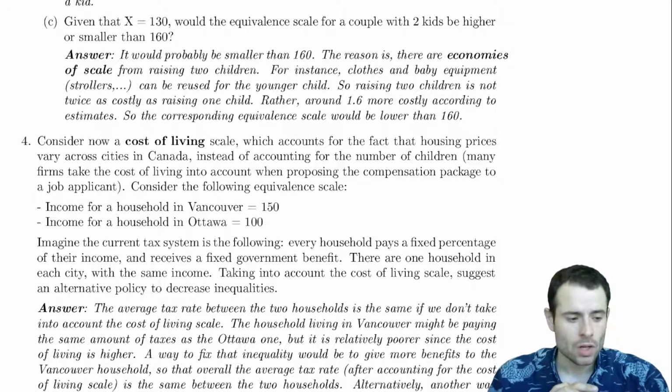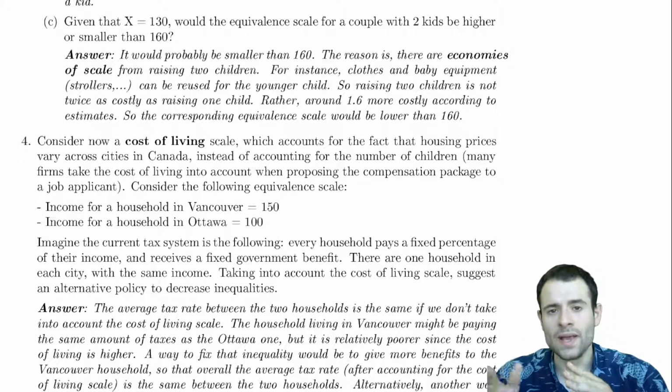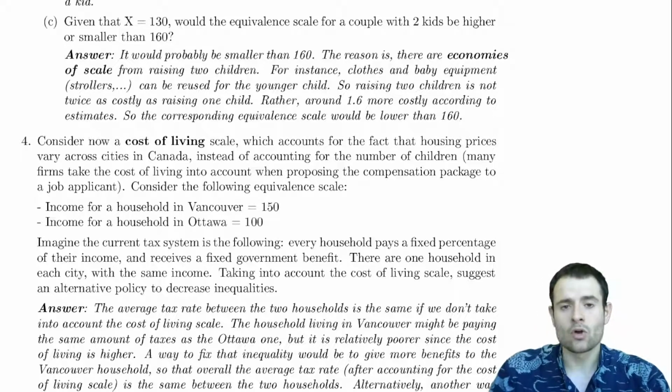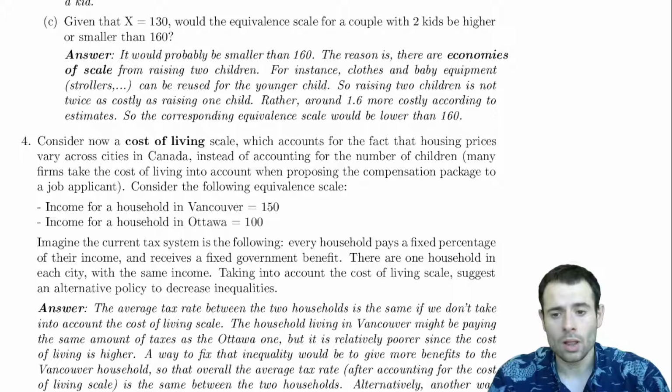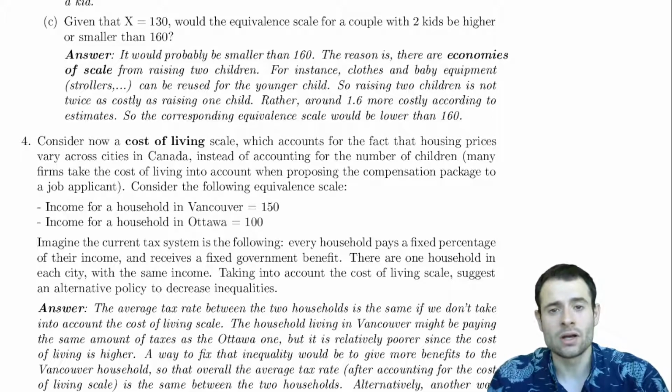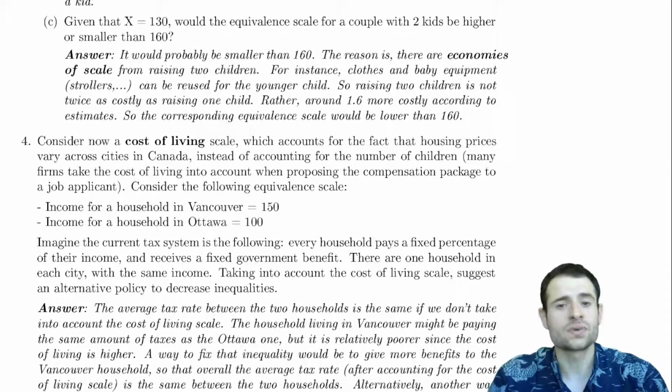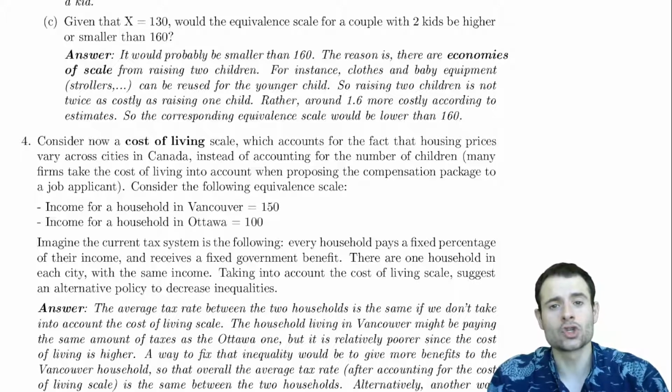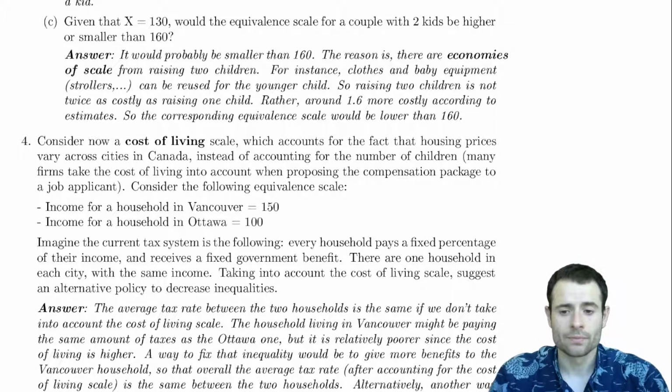Now imagine the current tax system. Every household pays a fixed percentage of their income and receives a fixed government benefit. So it doesn't matter where they live, Vancouver or Ottawa, they pay a fixed percentage of their income, something like 20%. The government then is going to redistribute some of these revenues to households. There is one household in each city with the same income.